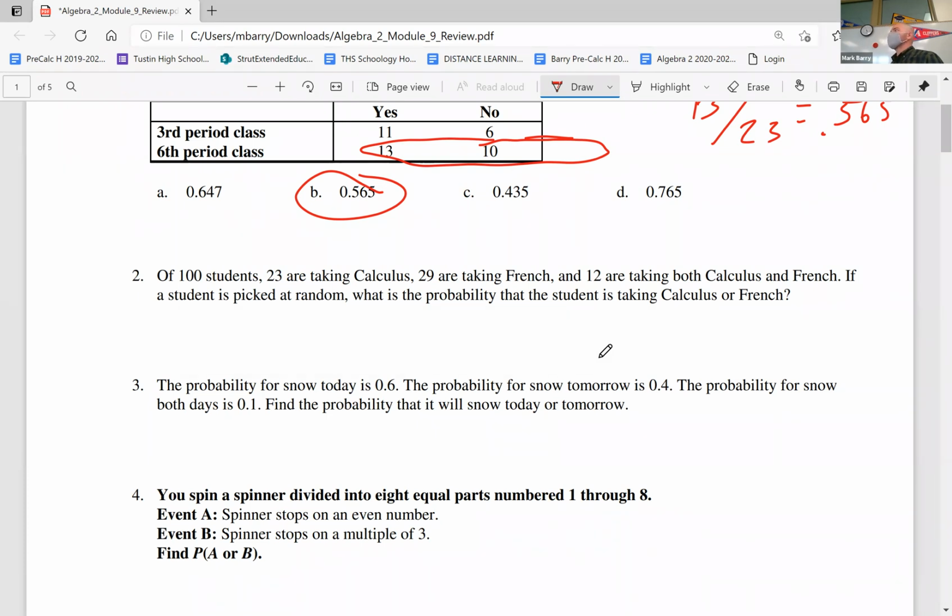But when it says 23 are taking calculus, that does not mean calculus only, okay? The 12 people that are taking calculus and French are part of the 23 that are taking calculus, right? Because it does not say calculus only. All right, let's take a minute here, see if you can figure this one out.